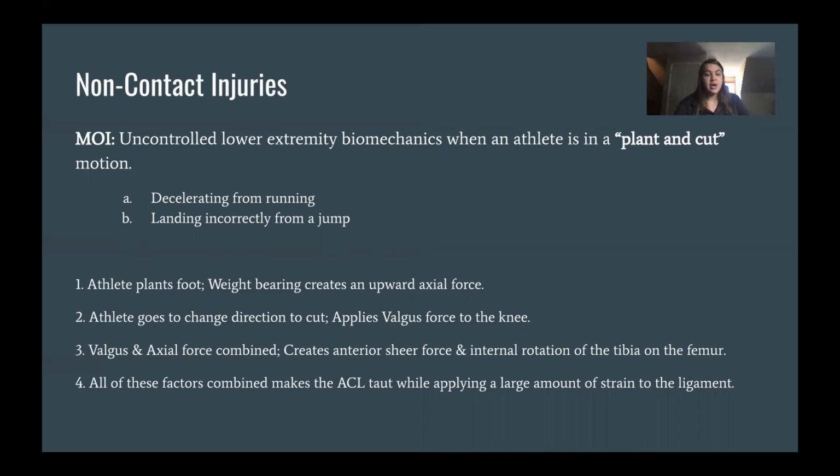So when you go to change direction to cut, this applies a valgus force to the knee on that same leg. Valgus is a medially directed force, so it's going to put the knee in abduction. So with the valgus and axial force combined, this creates an anterior shear force, and it causes the tibia to internally rotate on the femur. The tibia can internally rotate and externally rotate. It really just depends on what position your ankle is in, whether it's in eversion or neutral. But in this instance, I'm going to talk about internal rotation. So all of these factors combined make the ACL taut, and then you apply a large amount of strain to the ligament trying to cut, and this can cause the ACL to partially tear or completely rupture.